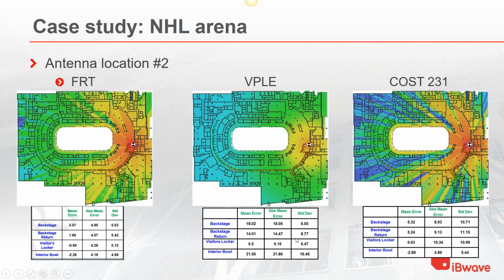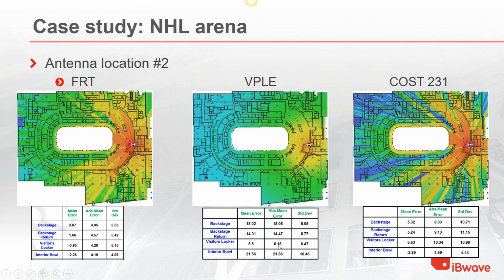And this VPLE is now breaking down completely, as you see. Interior hall, it's 22 dB off. Backstage, 18 dB. Backstage return, 14 dB. It just does not have any use.